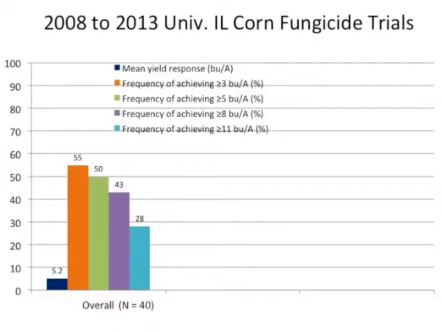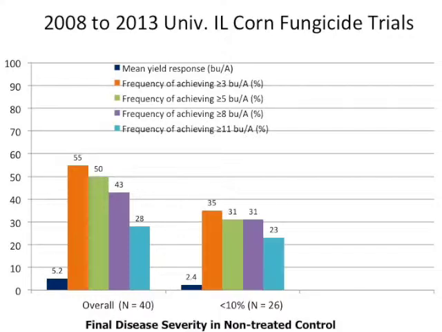If you focus on that green and then a darker blue line, that would be the frequency of achieving at least a 5 bushel an acre to an 8 bushel an acre yield response. Okay, so as you can see here, that occurred between 43 and 50% of the time. So in the first graph I showed you over all 40 environments.